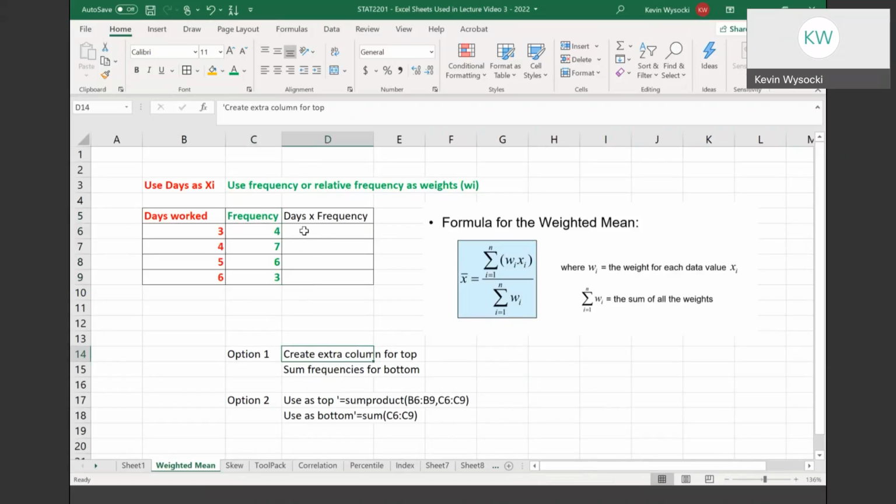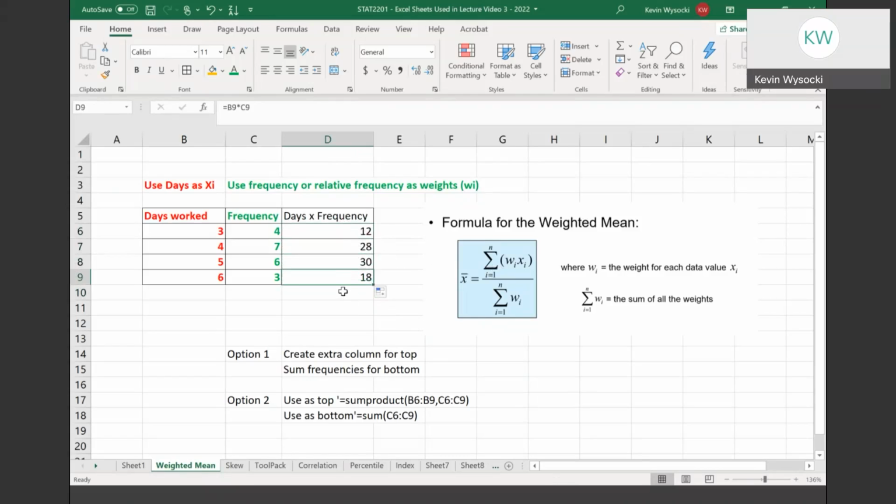The first way is to create an extra column for the top. We want to multiply the score times the frequency. So I'll just go equals the score times the frequency, and we get 12 out of that. Then we can copy that formula down. That's each of the values that we're adding together: weight 1 times x1 plus weight 2 times x2 plus weight 3 times x3 plus weight 4 times x4.